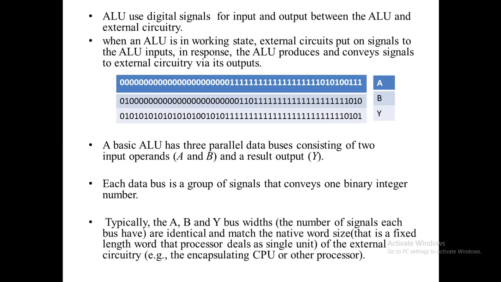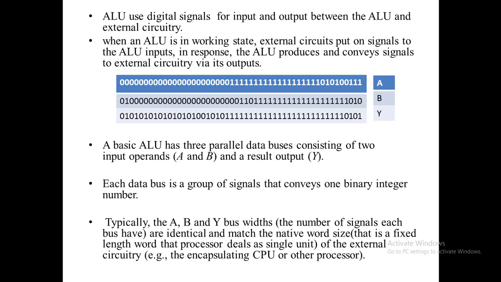Typically, the A, B and Y bus widths, the number of signals which each bus has, are identical, are the same, and match the native word size, that is a fixed length word that the processor deals with as a single unit of the external circuitry.